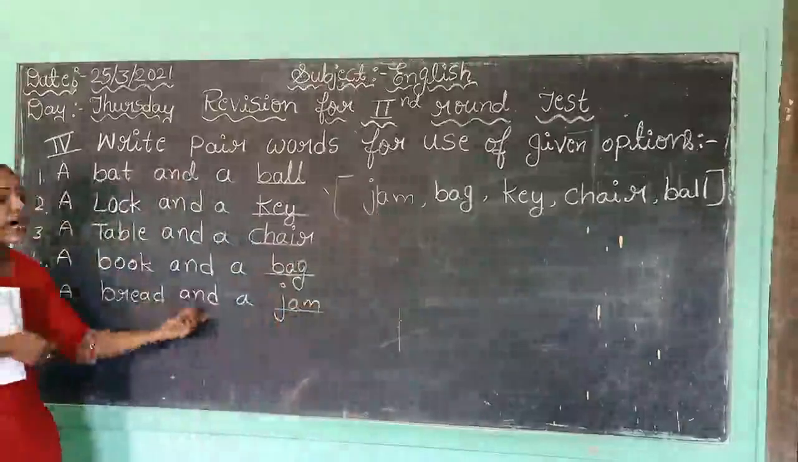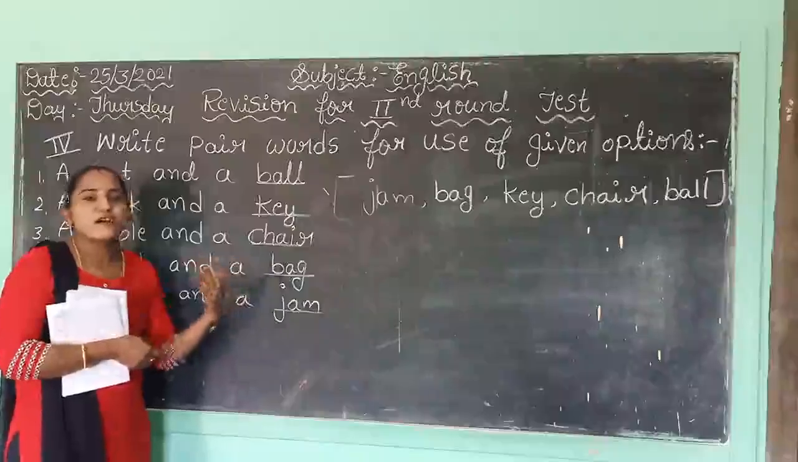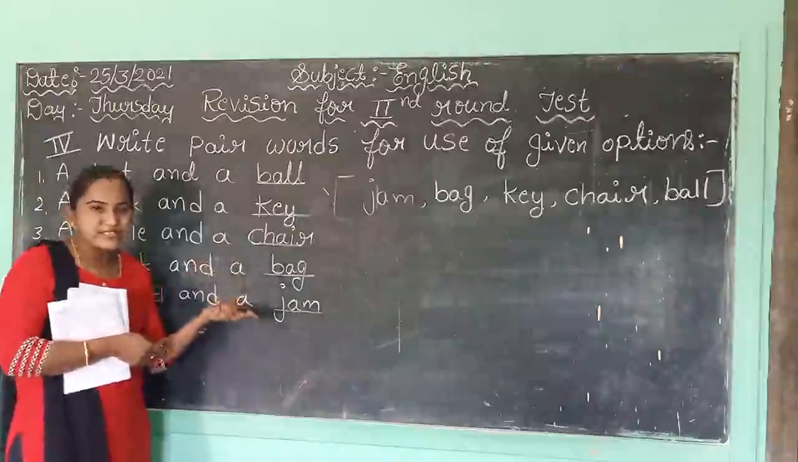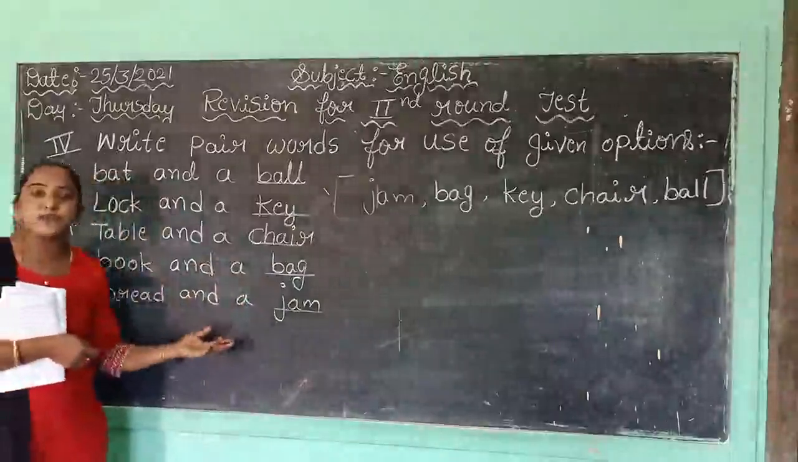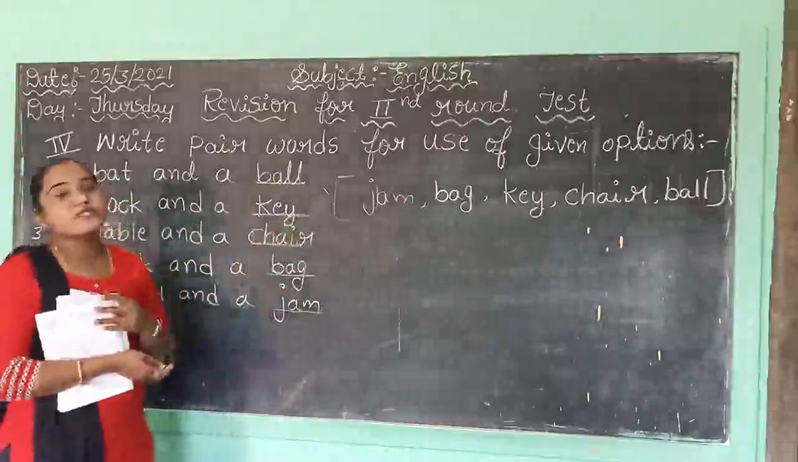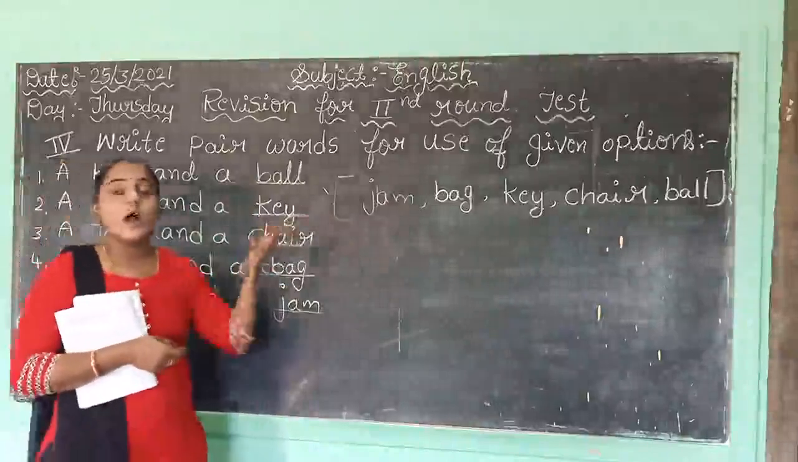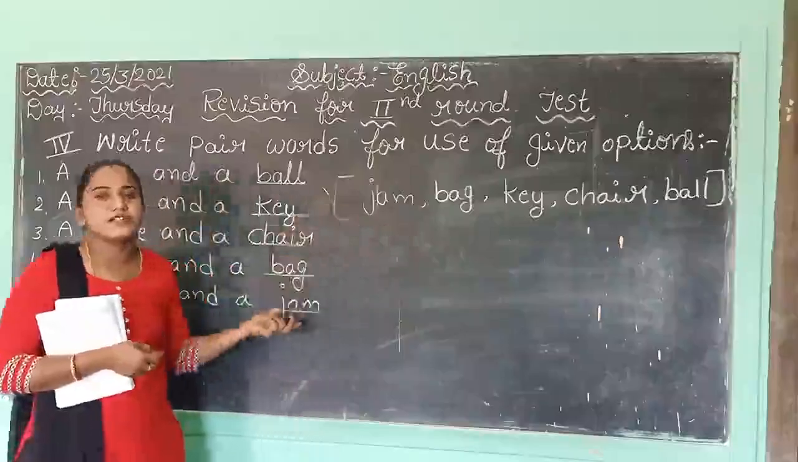A bread and a jam. We eat bread, so we must have bread with jam, like this. Okay, so write like this. Pair words, jodi padagalu. Okay. And they are given options also, so you choose the correct answer from the bracket and write on the dash.